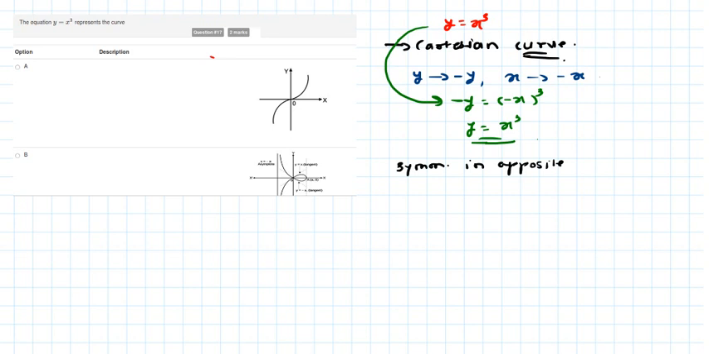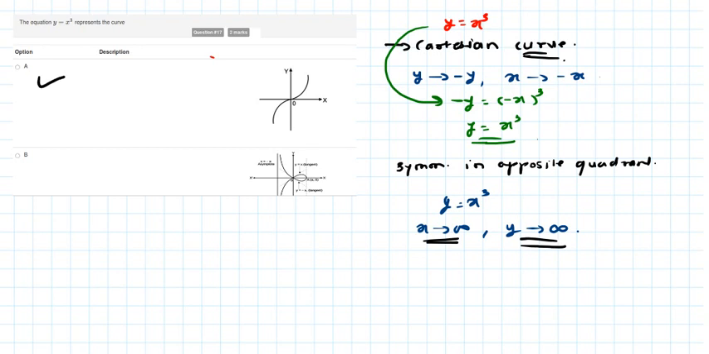and also if you observe in the given example y equal to x cube, as you increase the values for x, the value for y will increase. What it means is, if you tend x to infinity, y will tend to infinity. So obviously option A will be the right answer. Basically the curve will be like this.